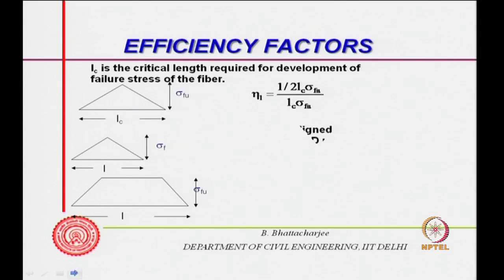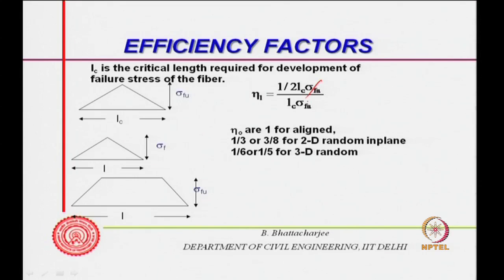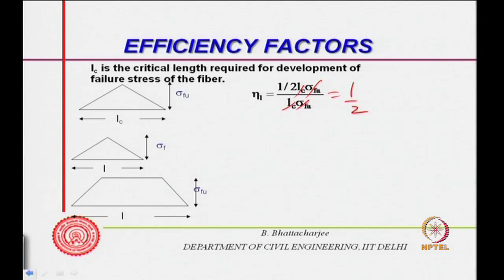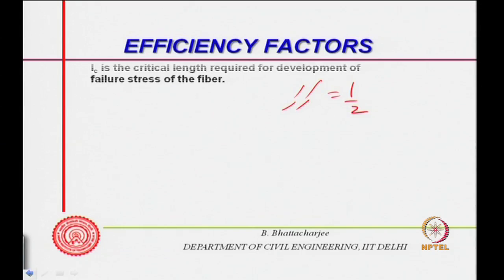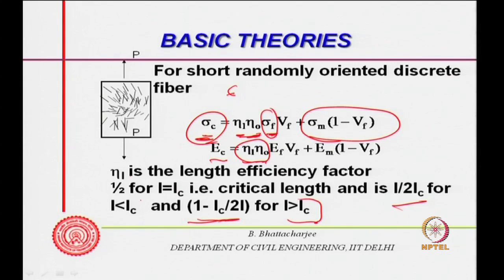Therefore, this will cancel out, and it equals half. So, the length efficiency factor is half for L equals LC, the critical length. That is what we mentioned earlier in the previous slide. It is L divided by twice LC for L less than LC, and 1 minus LC divided by 2L for L greater than LC.